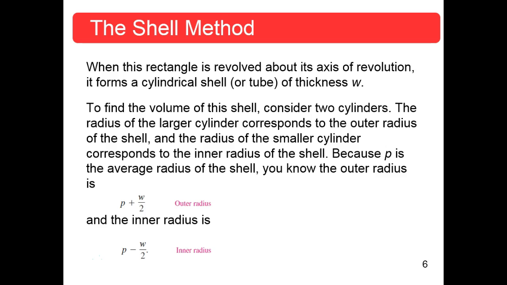To find the volume of that shell, let's not have a dy yet, consider two cylinders. The radius of the larger cylinder corresponds to the outer radius of the shell. The radius of the smaller cylinder corresponds to the inner radius of the shell. Because P is the average between those two radii, the outer radius is P plus W over 2, and that's what we were seeing before in the picture, and the inner radius is P minus W over 2.